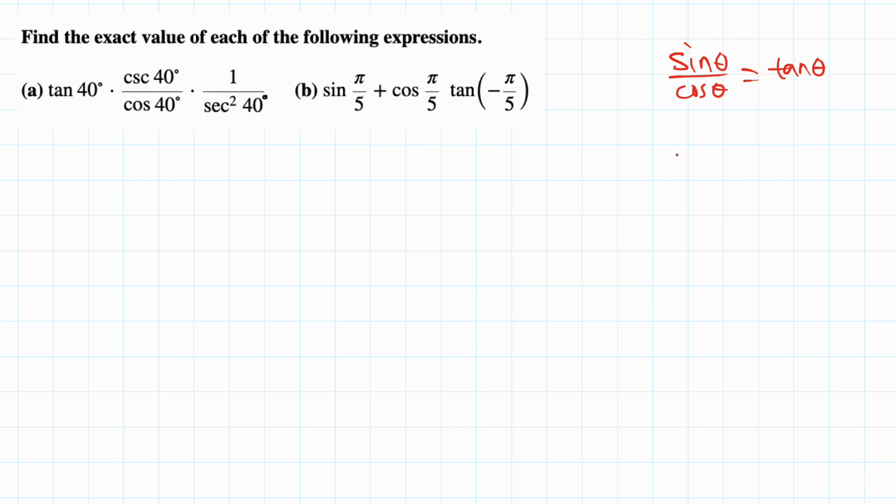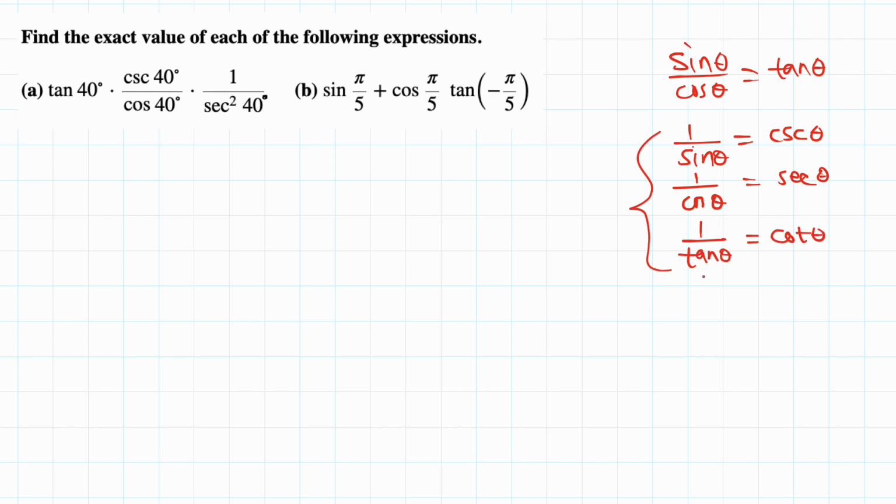And there are reciprocal identities. 1 over sine is cosecant. 1 over cosine is secant. And 1 over tangent is cotangent. These are reciprocal identities. We can also rewrite these as 1 over cosecant is sine, 1 over secant is cosine, and 1 over cotangent is tangent as well.